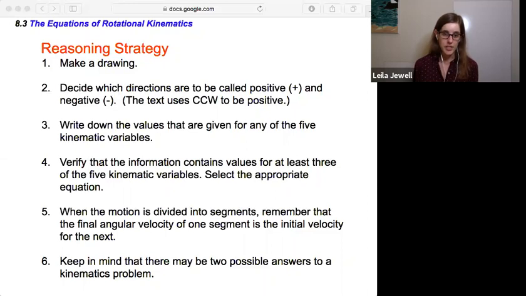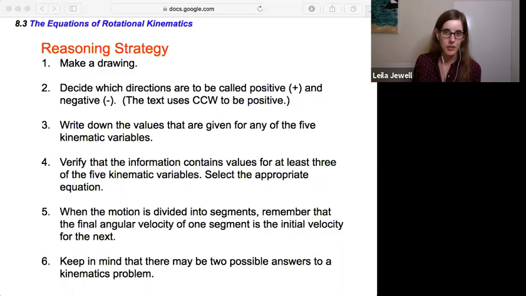Verify that the information contains values for at least 3 of the 5 kinematic variables. Then you can select the appropriate equation that has those 3 variables as well as the one that you're looking for. When the motion is divided into segments, remember that the final angular velocity of one segment is the initial angular velocity for the next. This is the same bullet point we saw before, just with an angular velocity instead. And then keep in mind, there may be 2 possible answers to a kinematics problem. So that's something to think about, as we saw that there are some symmetry examples.